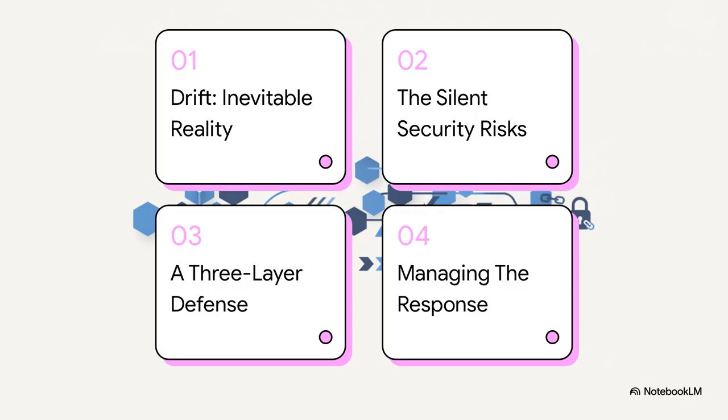So here's our game plan. First, we'll nail down exactly what drift is and why, frankly, it's unavoidable. Then we'll dive into the silent but serious security risks it creates. After that, we'll lay out a proactive 3-layer defense strategy to catch it early. And finally, we'll talk about how to manage the response when, and I mean when, not if, you detect it.